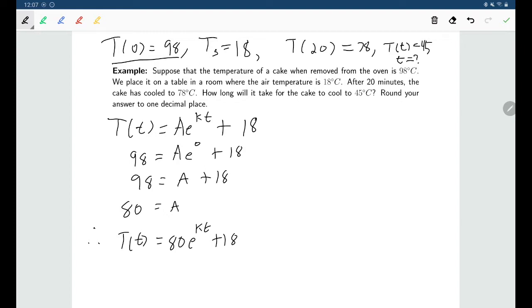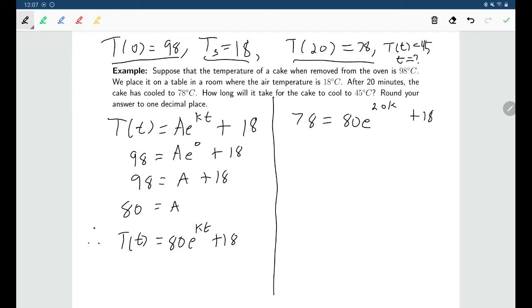Okay, so the next thing that we'll need is to solve and find out what our constant k is. We've used 2 out of the 3 facts. The third fact that we'll need to use is that when time is 20, the temperature will be 78. So 78 will be 80 e to the k times 20 plus 18. And I just need to solve for k. So first, I'll bring the 18 to the other side.